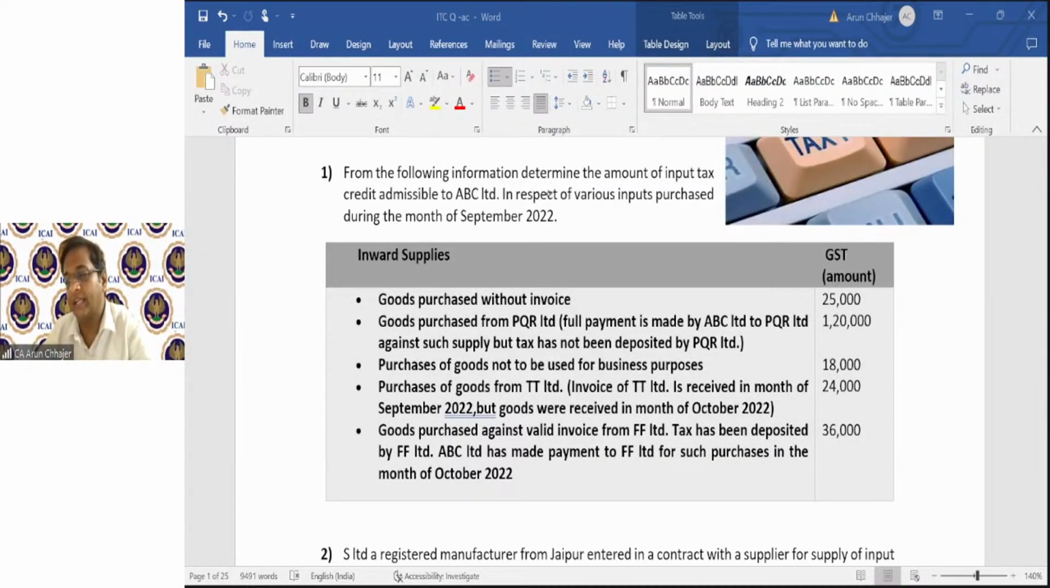Please calculate and tell me the correct answer. I'm also calculating on the calculator. Okay.